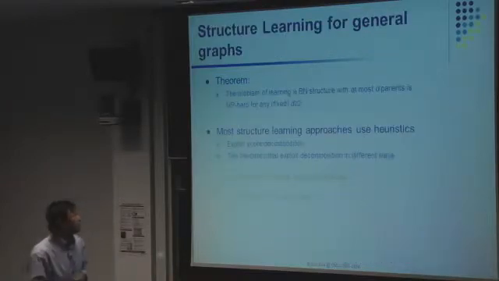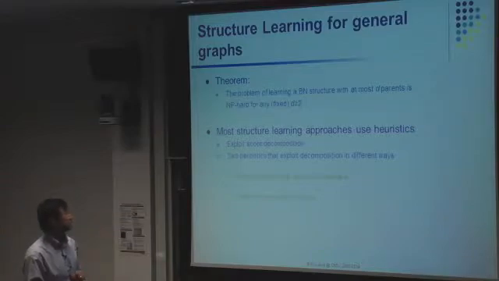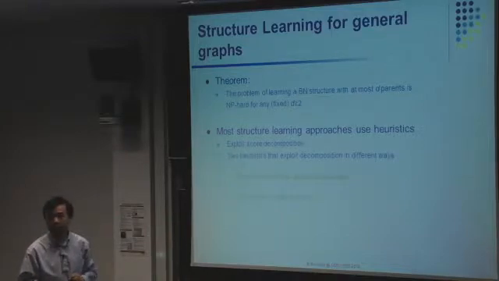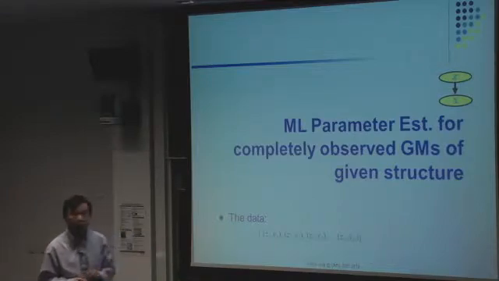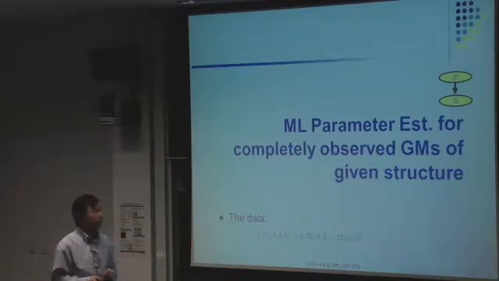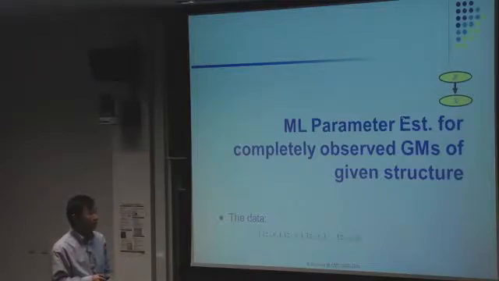Okay. All right. So here's a theorem claiming the correctness of that, and I also have some comments on other heuristics being existent but incorrect. All right. With that, I'm going to move on to very quickly a quick survey of methods for parameter estimation, assuming that everything is observed and the structure is given.